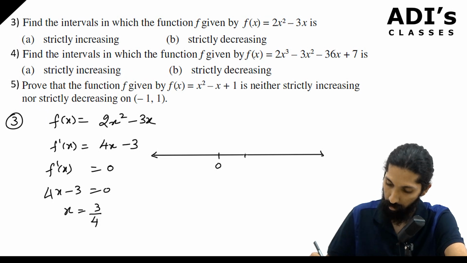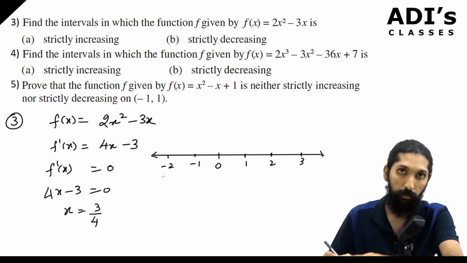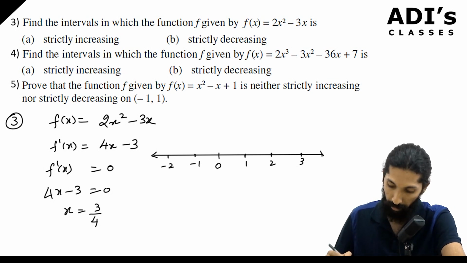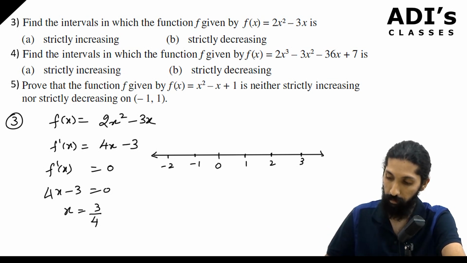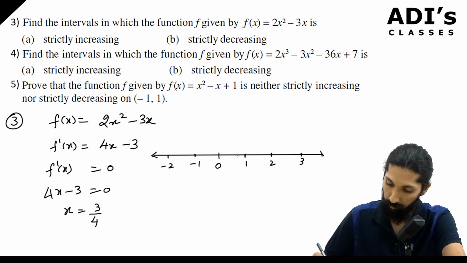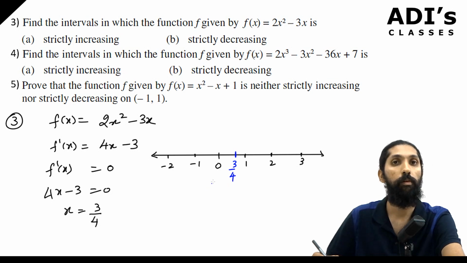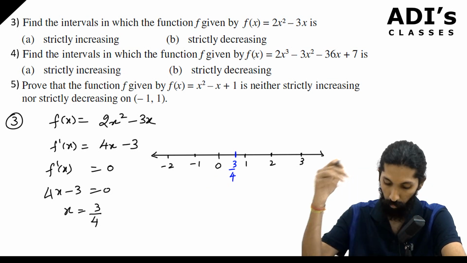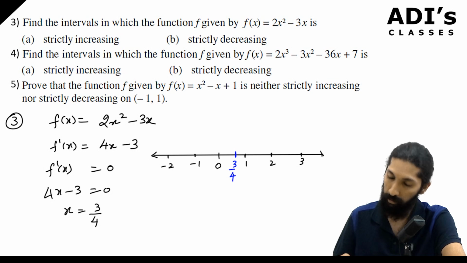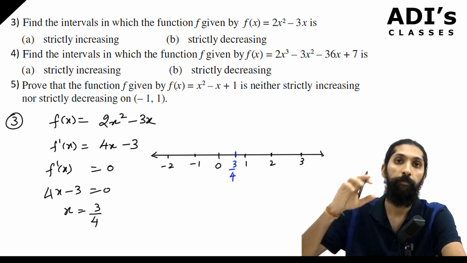Now we'll take any value greater than this. Maybe like 0, minus 1, 1, whatever you can take. Say we'll take a value of x as 0. If x is 0, then f dash of x, or you can say f dash of 0, is going to become minus 9. Right? This is going to become minus 9.